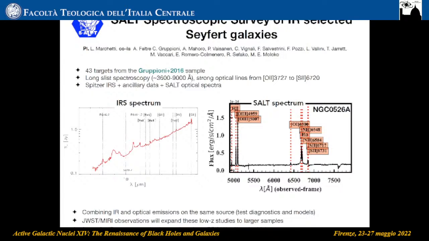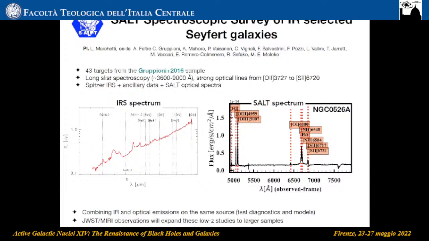optical spectroscopy of 43 of the targets that I was showing before, in order to have homogeneous IRS and optical coverage. Our main aim was to combine infrared and optical information on the same source and test the diagnostics and the models as well. So, is the same photoionization model able to reproduce both the optical and mid-infrared ratios?